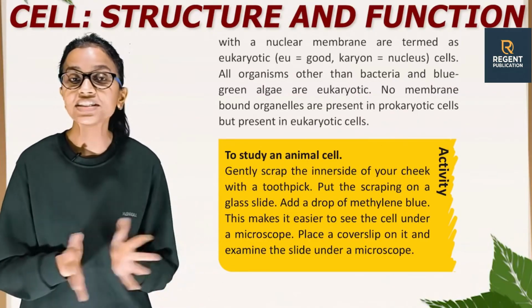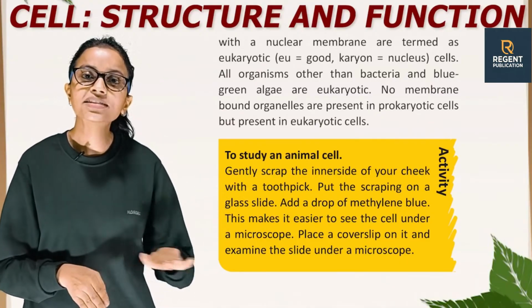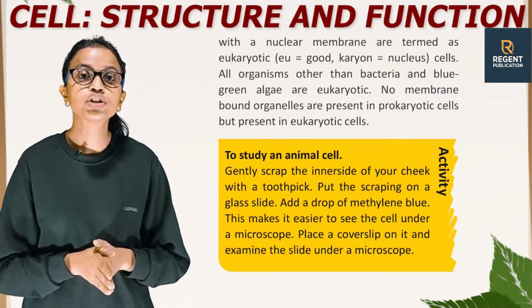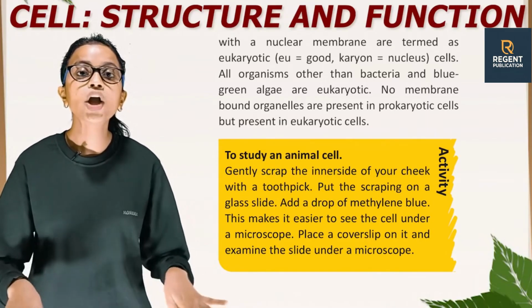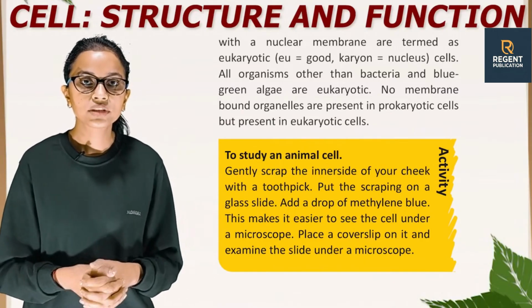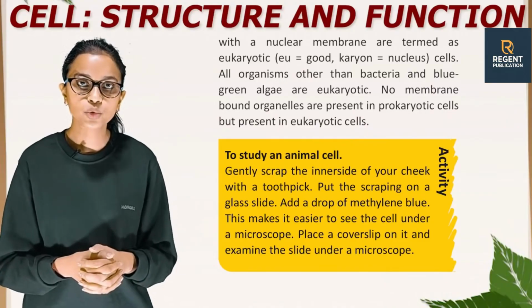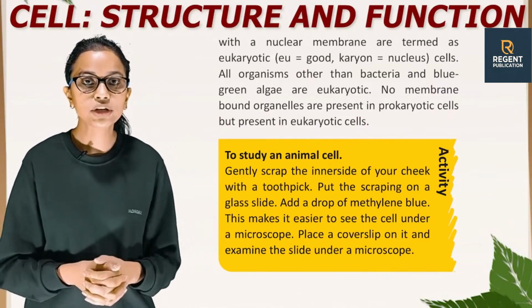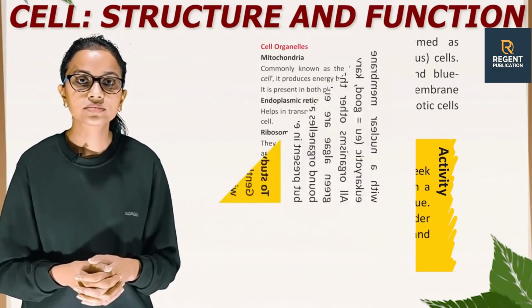It's time for activity to study an animal cell. Gently scrape the inner side of your cheek with a toothpick. Put the scraping on a glass slide. Add a drop of methylene blue. This makes it easier to see the cell under a microscope. Place a cover slip on it and examine the slide under a microscope.